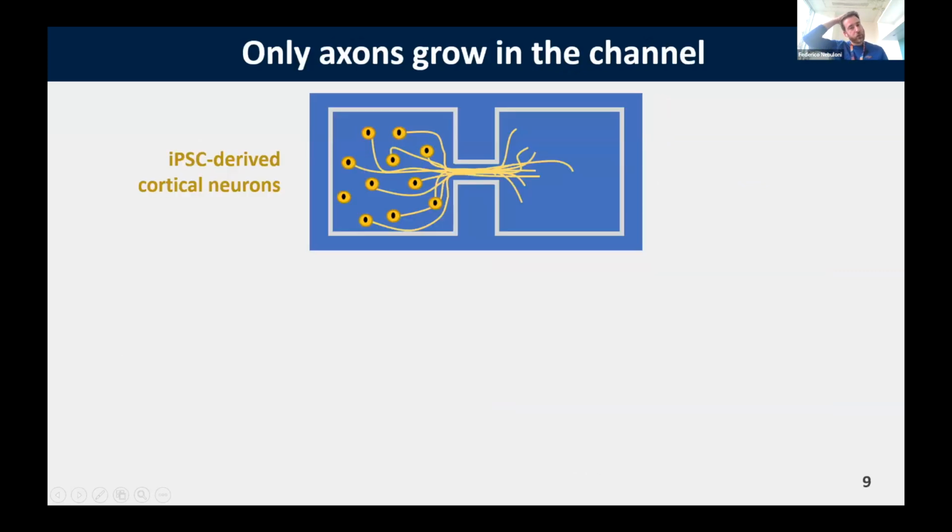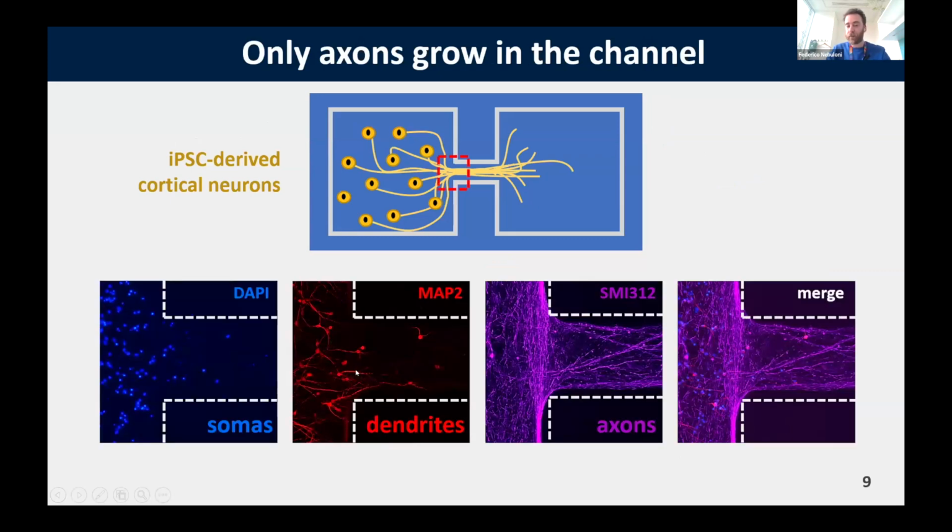The second step was to prove, because we want the electrical signal to travel just from left to right, that only axons can actually grow that far to go into the distal chamber. We did this using immunostaining, proving that dendrites in red only grow in the surroundings of the somas that are highlighted in blue, while the axons in purple are the only ones that can grow far enough to go through the channel and invade the distal chamber.